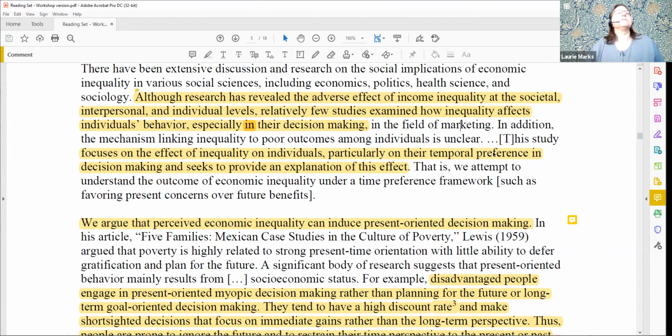Temporal preference in decision making. Basically, this is what I've already said to you. A temporal preference might be being present oriented. So temporal refers to time. If you're present or future oriented.